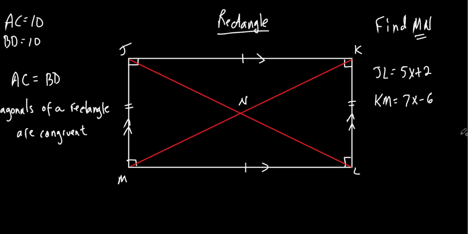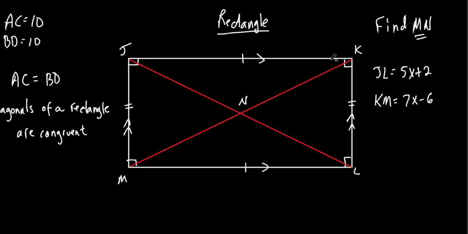All right, so that's what we're looking for. Where is MN? It's from here right to that point of intersection. That's what we're trying to solve for. Everybody with me? All right, what do they tell you though? They tell you JL. What is JL? It's that whole entire diagonal, isn't it?